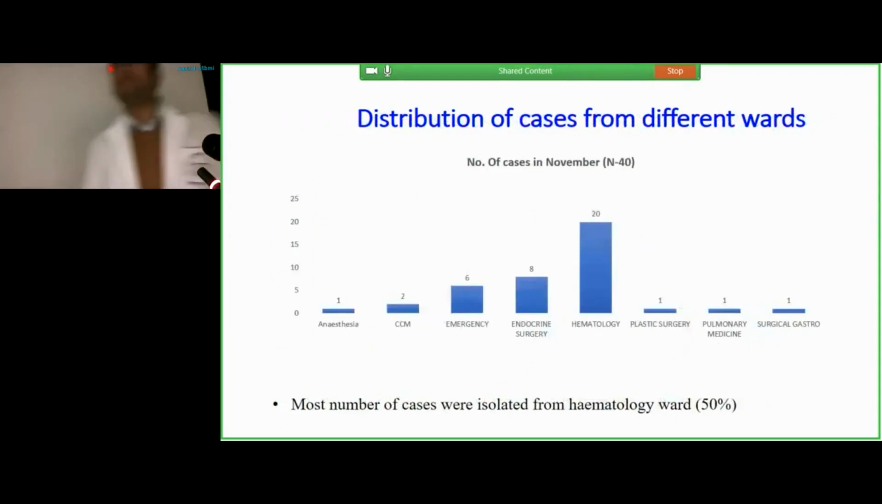Now if we see from where these isolates were isolated, we found that most of the isolates were from the hematology ward, around 50%. 20 isolates were from the hematology ward, followed by endocrine surgery with 8 and emergency with 6, followed by other wards like CCM, anesthesia, plastic surgery, pulmonary medicine, and surgical care.